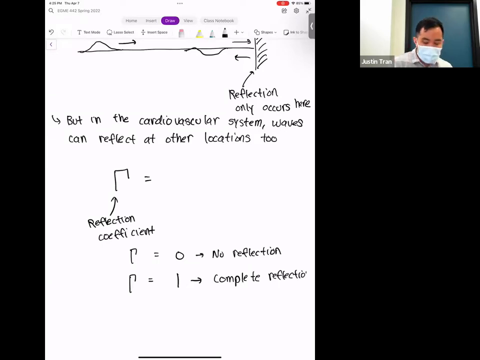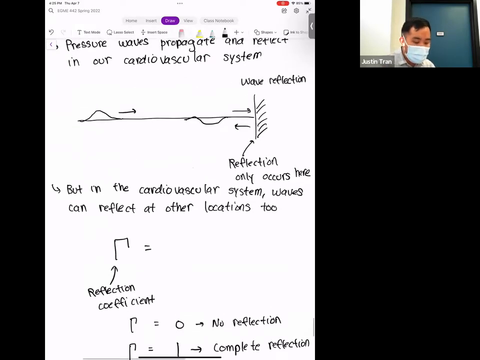Okay. And so complete reflection is characterized as when the pressure wave reaches a certain point and it bounces back with basically the exact same magnitude and intensity. And so gamma is equal to 1, that would be what happens here. When our string hits the wall, we have a complete reflection of the wave, and so we can say that that's when gamma is equal to 1.